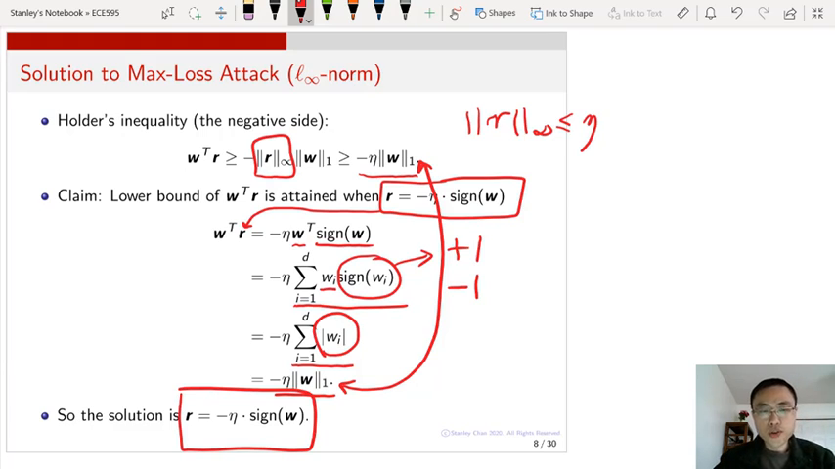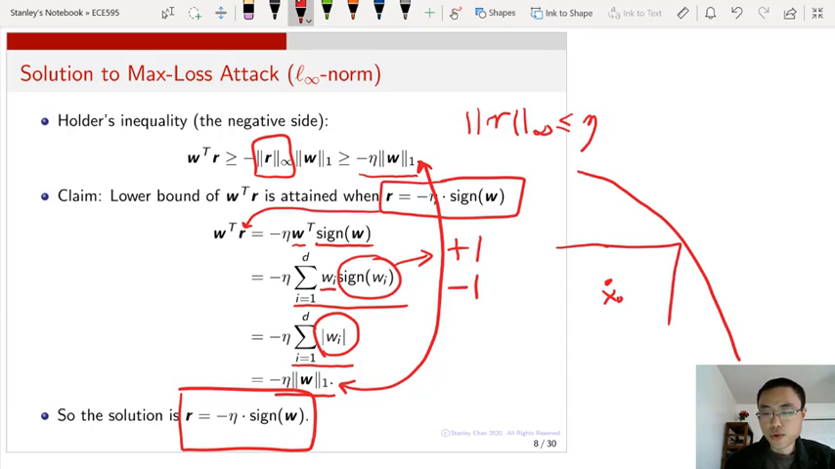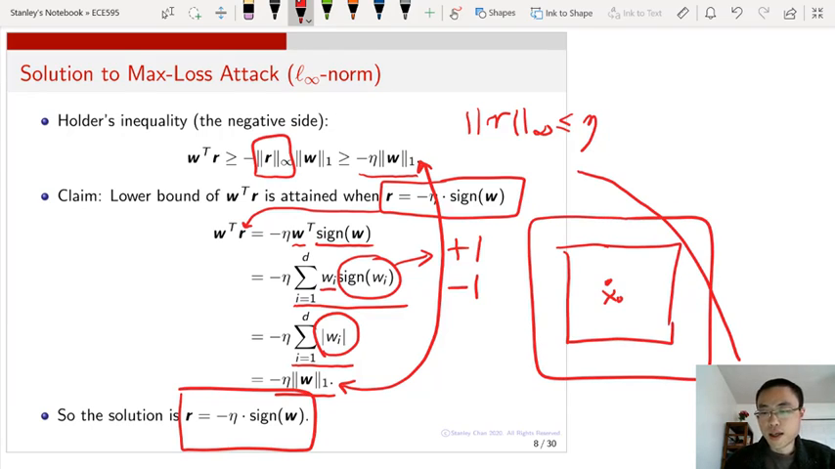So at this point, we are also able to conclude that for maximum loss attack, the geometry is fairly straightforward, where you have a decision boundary and then you draw an x0, and depending on what kind of norm you're using, for example, if you're using an L infinity norm, then you are really just drawing a bunch of squares, and if your eta is big enough, then you will be able to find a region where you can go into the wrong class.